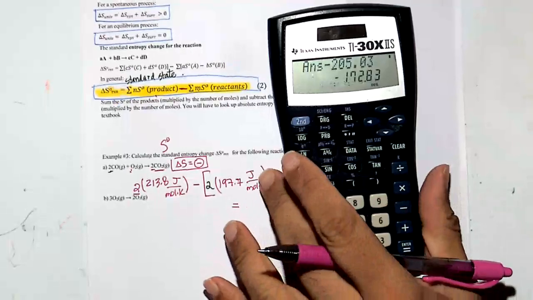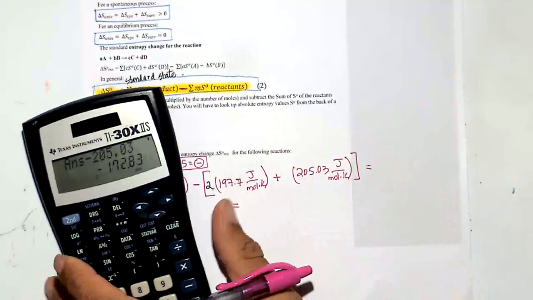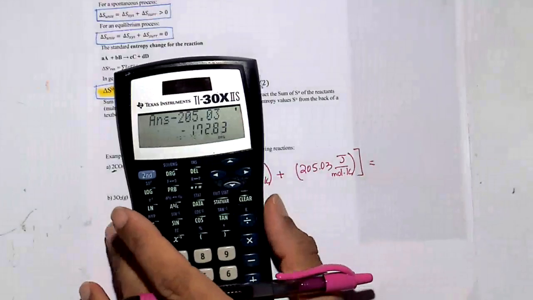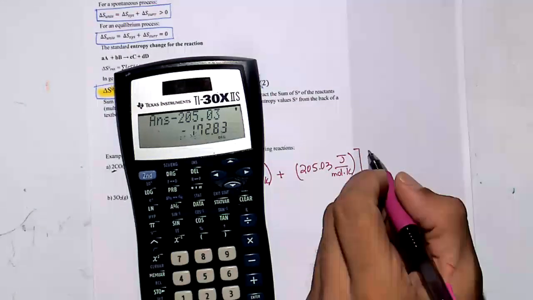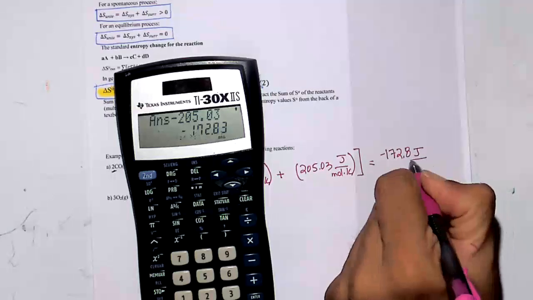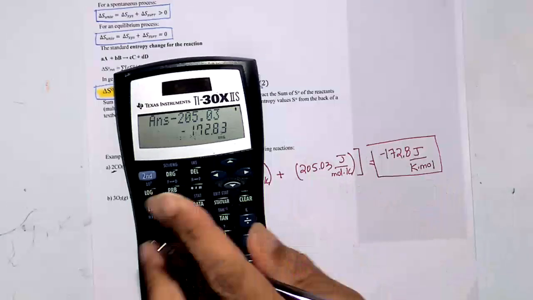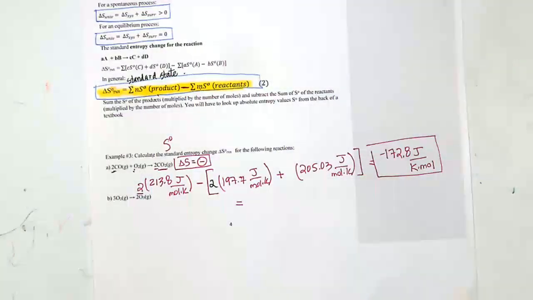Yeah, minus 172.8 joules over mole Kelvin. And you were right, Michael, you predicted negative, and the actual value is negative, more specifically minus 172.8 joules over Kelvin mole. So our prediction is correct.